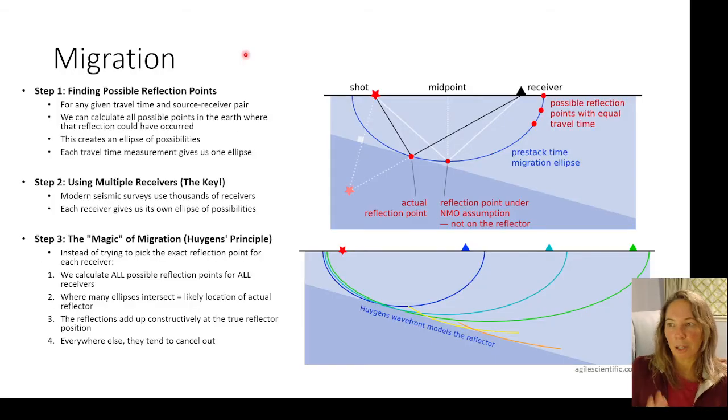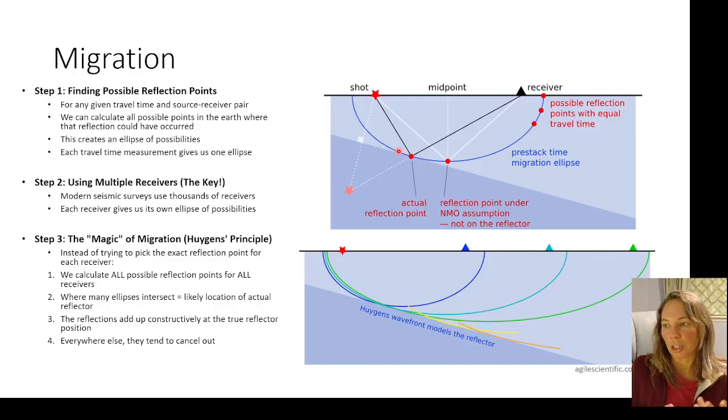Okay, so the way migration works is the first thing we want to do is try to find any possible reflection points. We can do that for any travel time source receiver pair, and you could think about it in that it could reflect anywhere along a semicircle, as I'm showing here. And so you can calculate all those possible points of reflection in the earth where it could have occurred. So you've got that ellipse of possibilities. Each travel time measurement, so each source receiver pair, gives us one ellipse.